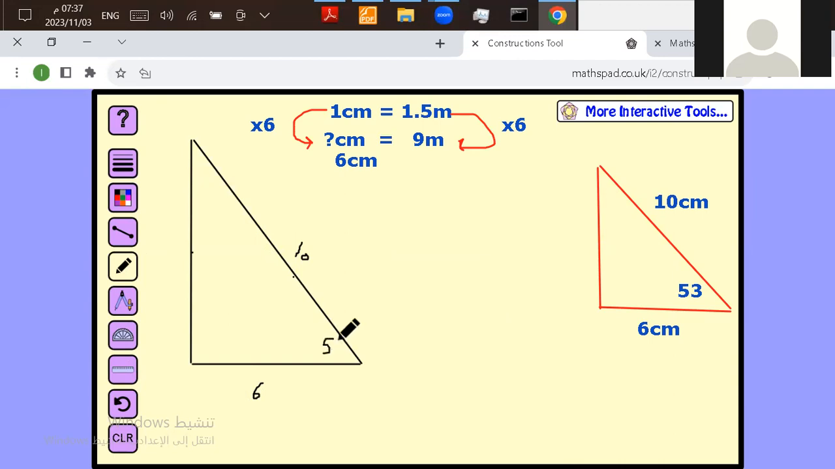And why did we use the protractor? Because we have an angle. So you need to learn how to use a protractor and find the lengths, the right length. So we use the scale, we turn them into the right scale, and then we draw the triangle. And that's how you answer a question like this.